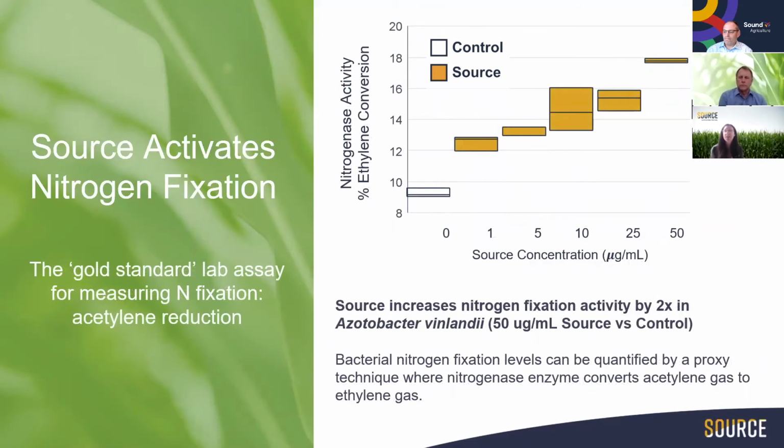What you're looking at here is the indicator of nitrogen fixation in the presence of SOURCE and in a control treatment. The white bar again is the control, and the yellow bars are the treatment of SOURCE at increasing concentrations as you go to the right on the chart. So at increasing concentrations, you see an increasing activity of nitrogen fixation. This is the gold standard lab assay used to measure nitrogen fixation, and so it's one of the key indicators that we use in our mode of action classification.